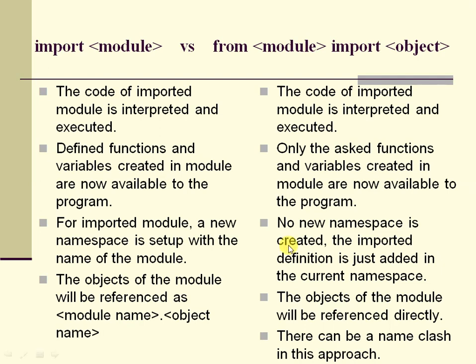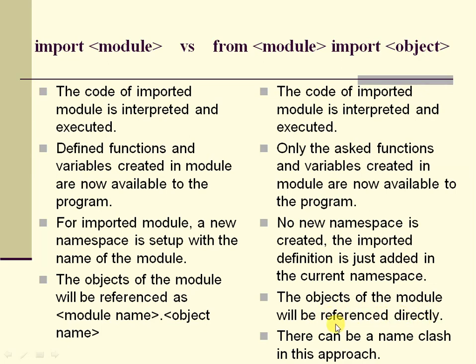In this approach, first one, they are in a separate module, in a separate namespace. That's why you have to use the module name dot object name. Then only you can access them. But now they are part of your current namespace, so you do not require this type of calling method. The objects of the module can be referenced directly.